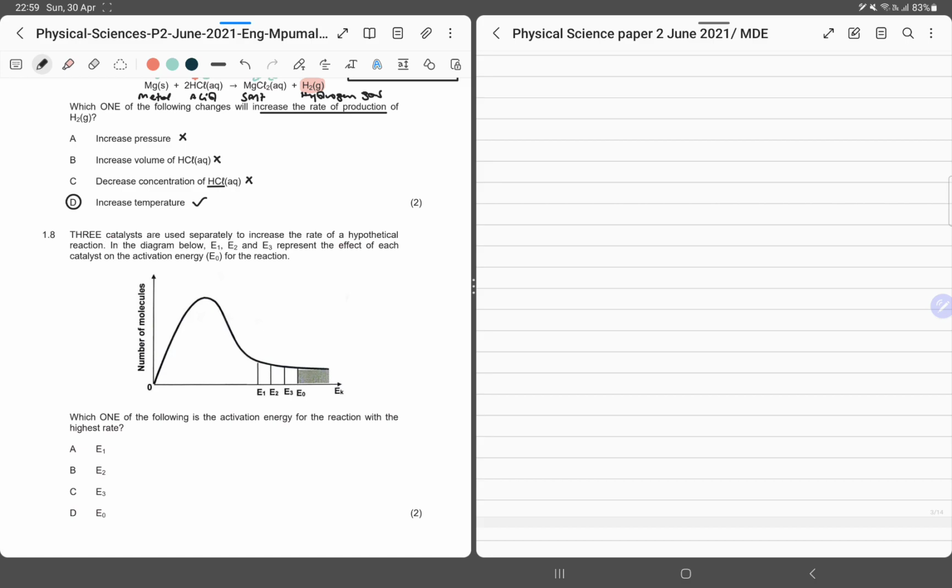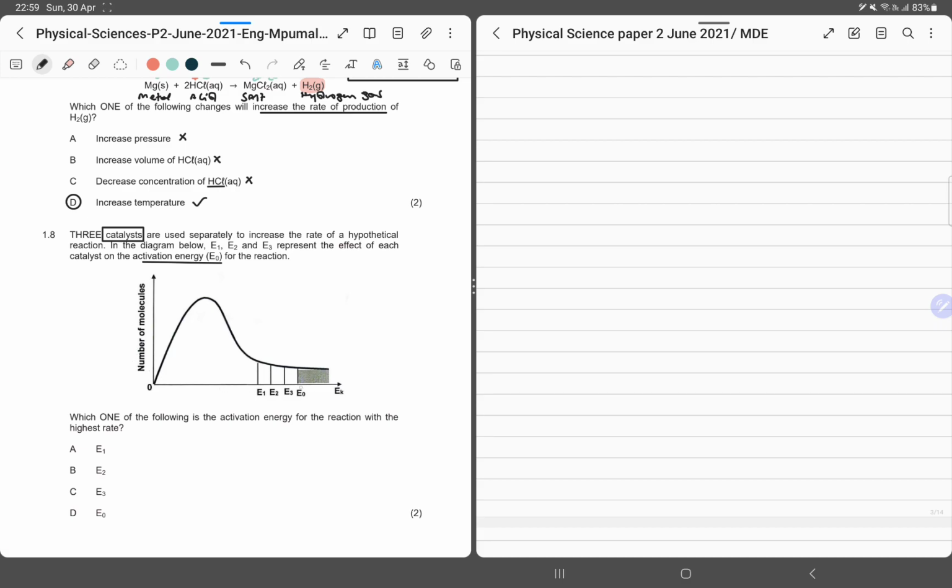Now 1.8 says 3 catalysts. Okay, what is a catalyst? It is a substance that facilitates a particular reaction by lowering the activation energy without itself undergoing a change or taking part in that reaction, so to speak. Three catalysts were used to separately increase the rate of a hypothetical reaction. In the diagram, E1, E2, and E3 represent the effect of each catalyst on the activation energy. So the activation energy here is E sub 0 for the reaction.